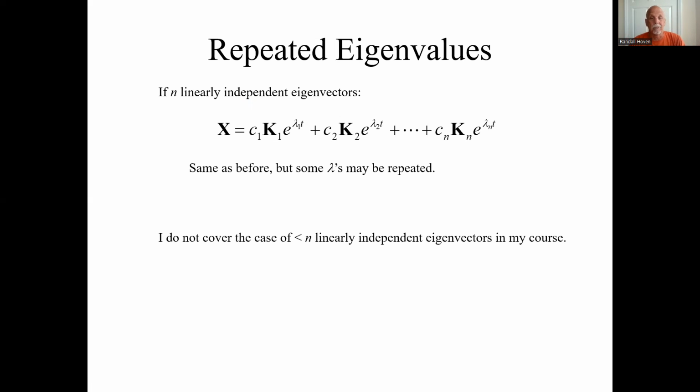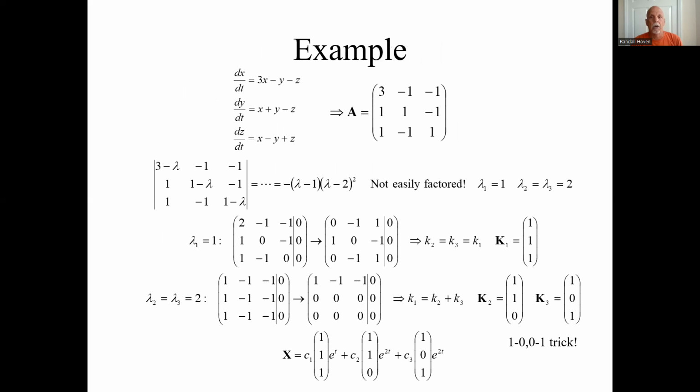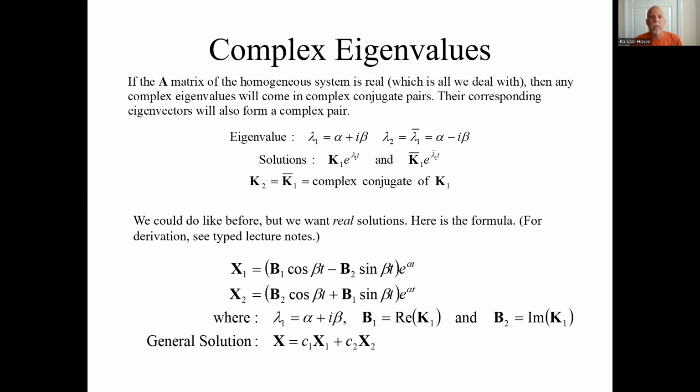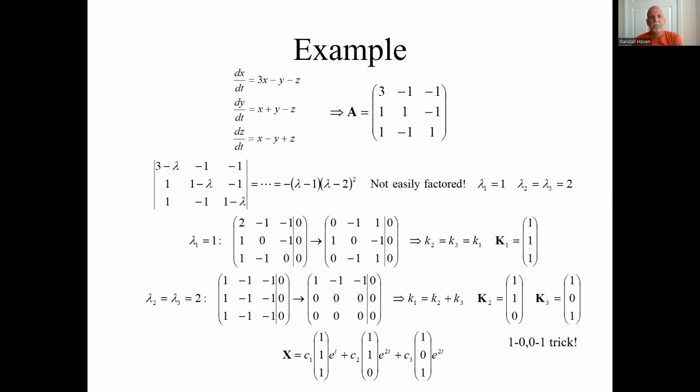Systems of differential equations. I think I'll do this example and then stop the record. Then we have these three differential equations in three variables, x, y, and z. So hopefully you can go from this to what A is in the state space formula. 3 minus 1 minus 1, 1, 1 minus 1, 1 minus 1, 1. Subtract my lambdas off the main diagonal, the rest of it stays the same.